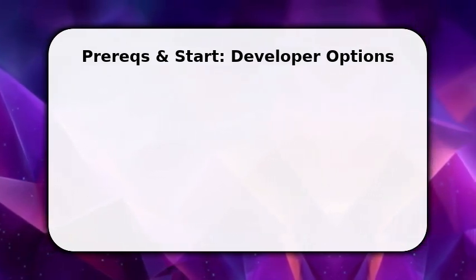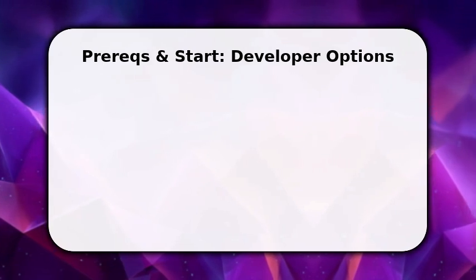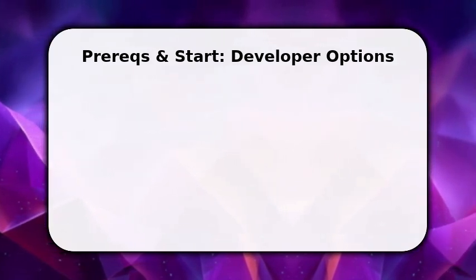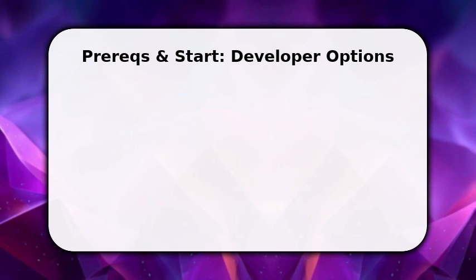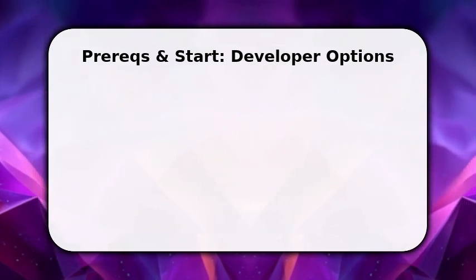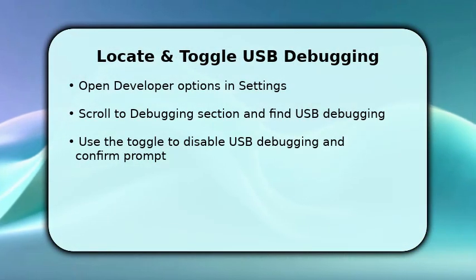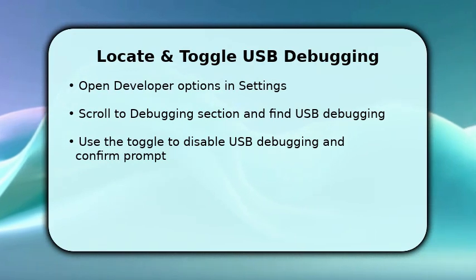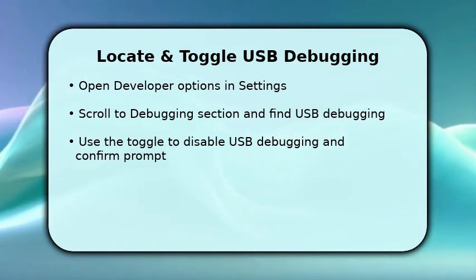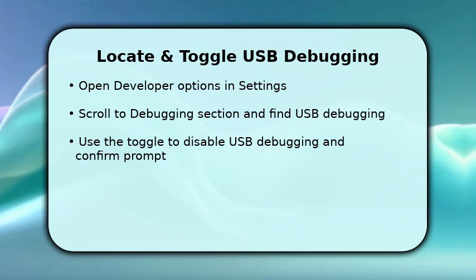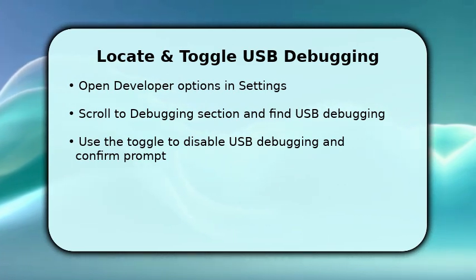Make sure USB debugging is currently enabled so you can follow the next steps. If it isn't enabled, leave it on until you reach the specific toggle we will turn off next. You now navigate into Developer Options and scroll down to the Debugging section where USB debugging lives. Once visible, press the USB debugging toggle to turn it off.